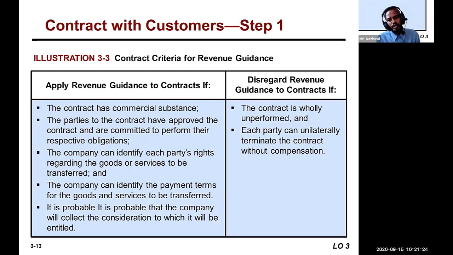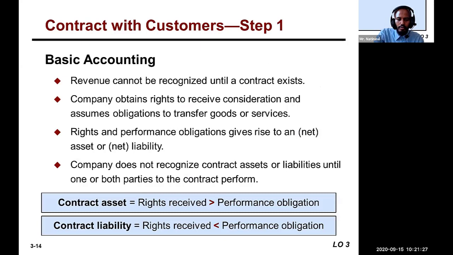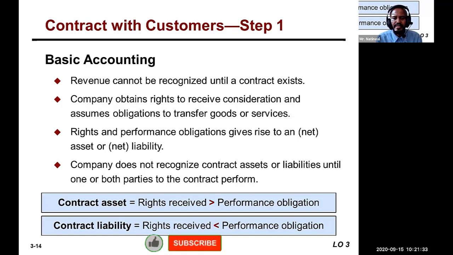These can be placed in the contract. So basic accounting: there is just the contract with customers. Step 1 is what we have seen. Revenue cannot be recognized until the contract exists. The company obtains the right to receive consideration and assumes the obligation to transfer goods or services. Rights and performance obligations give rise to a net asset or net liability.